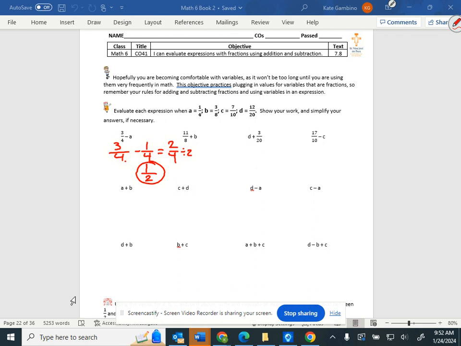Let's do one more. Let's do A plus B. So A is 1/4. B is 3/8.